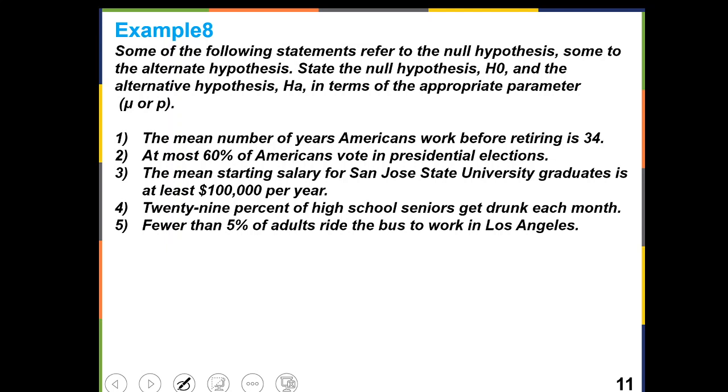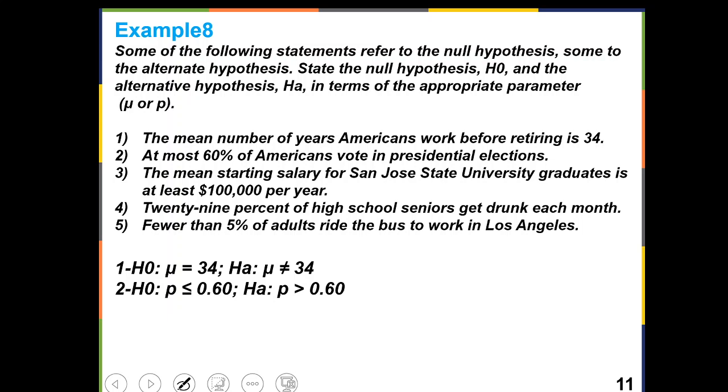Some of the following statements refer to the null hypothesis, some to the alternative. State the null and alternative hypothesis in terms of the appropriate parameter, mu or p. The mean number of years Americans work before retirement is 34. Well, that's mu, right? At most, 60% of Americans vote in presidential election. At most, that means less than or equal to. And it's proportion. The mean starting salary for San Jose State University graduates is at least $100,000 per year. At least means greater than or equal to.